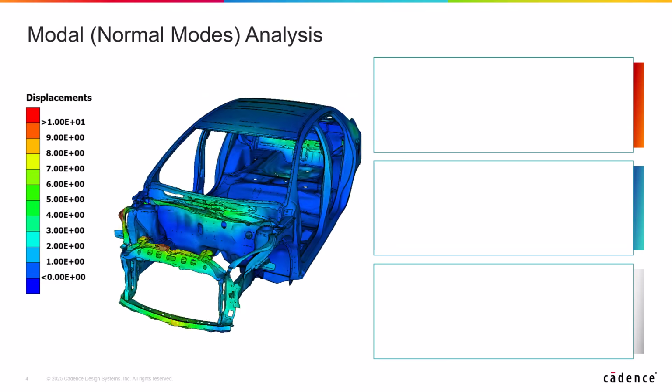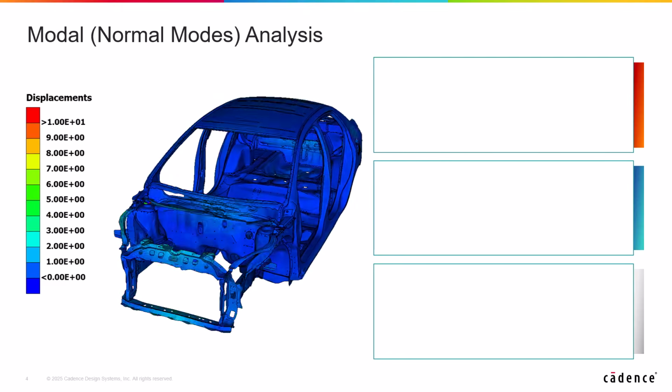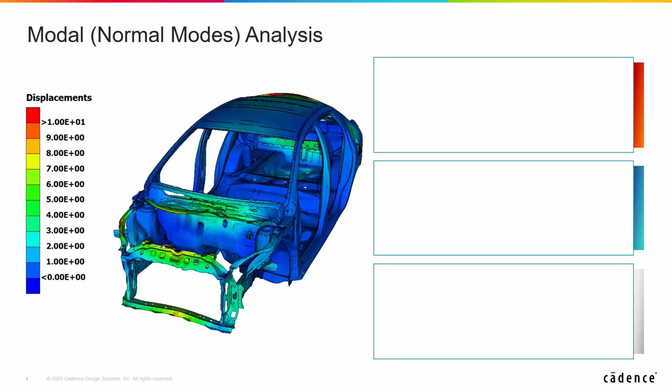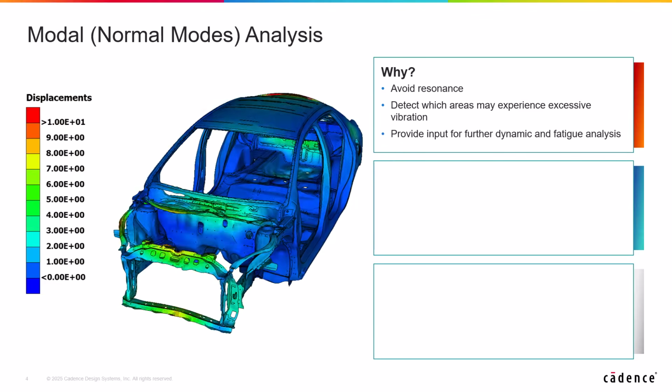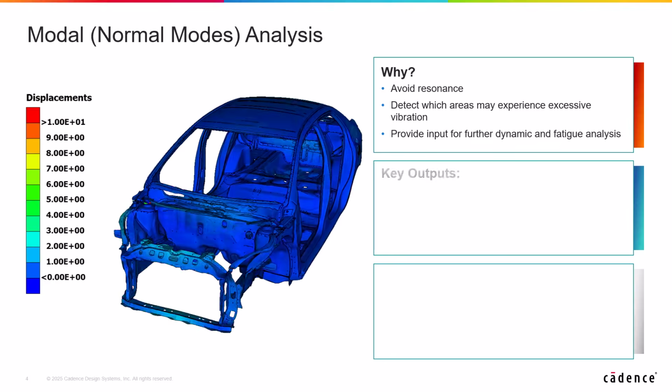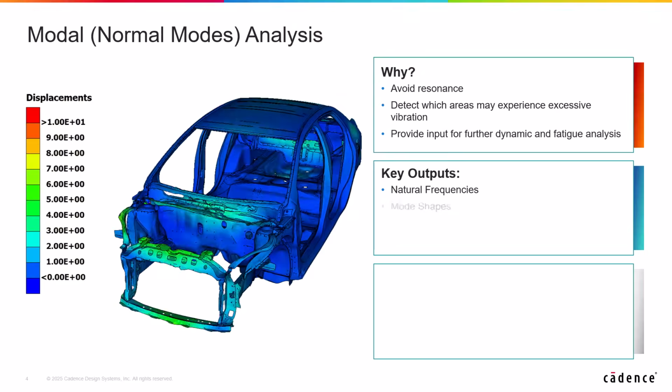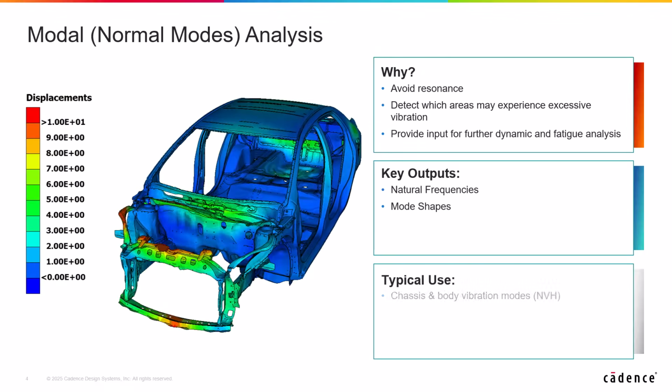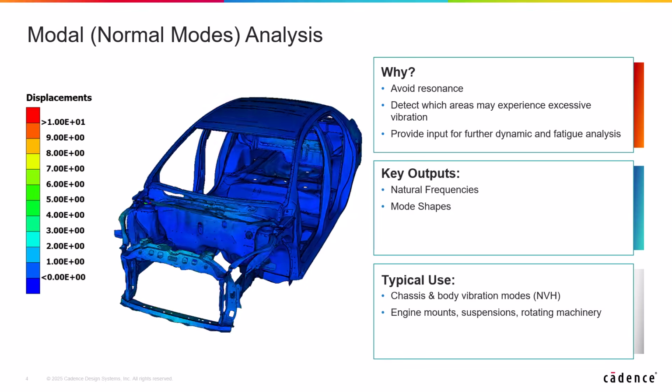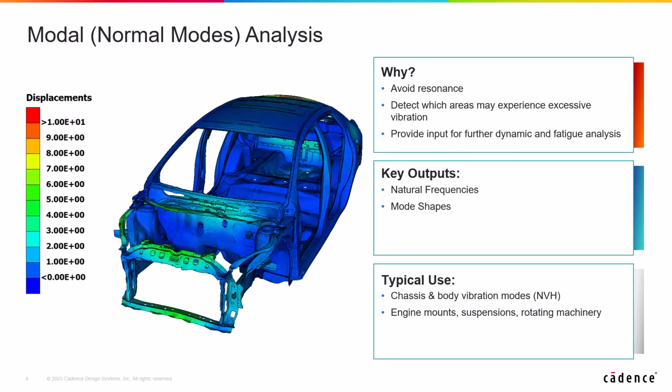Having completed the structural load case setup, we are now going to proceed with another load case and more specifically, a normal modes analysis. A modal or normal modes analysis helps us understand the dynamic behavior of the structure. The purpose is to avoid resonance, identify high vibration zones, and provide input for further dynamic or fatigue analysis. From this analysis, we get key outputs like natural frequencies and mode shapes. It's typically used in automotive design for analyzing chassis and body vibrations, as well as components like engine mounts, suspensions, and rotating machinery. So without further ado, let's delve into the model setup.